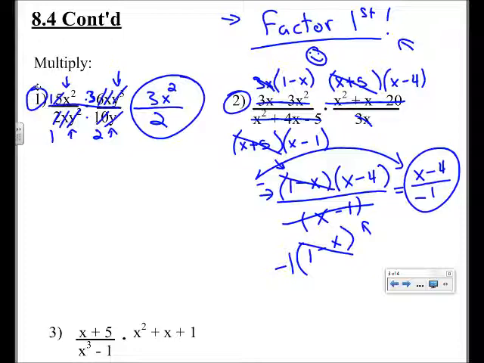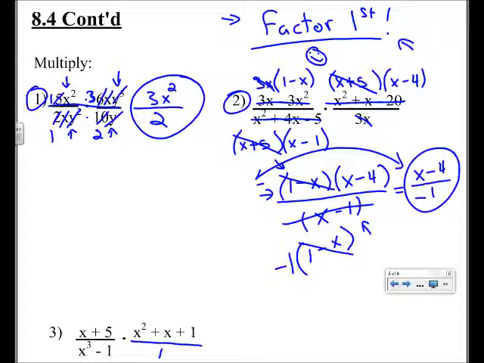Okay, we've got x minus 5, x plus 5 on top, x cubed minus 1 on the bottom, times x squared plus x plus 1. And I'm just going to go ahead and make that over 1, just so that we know that we're dealing with fractions. These are rational expressions, fractions. Okay, so x plus 5 over x cubed minus 1.